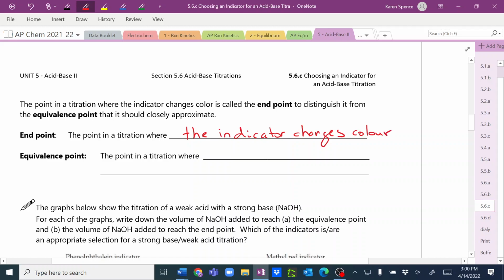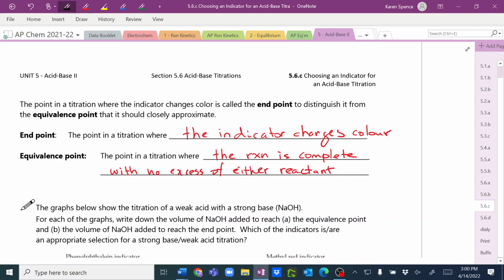And the equivalence point in the titration is the point where the reaction is complete with no excess of either reactant. Sometimes I like to say where the stoichiometry has been perfectly fulfilled.